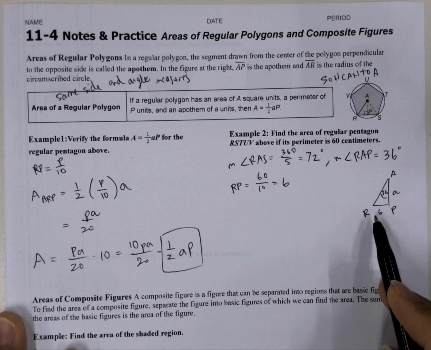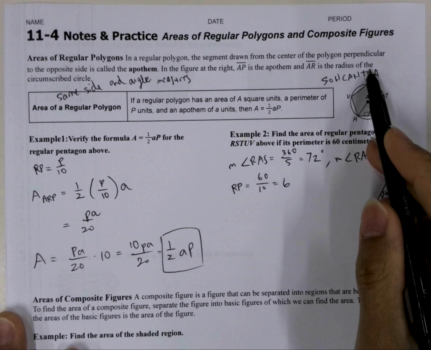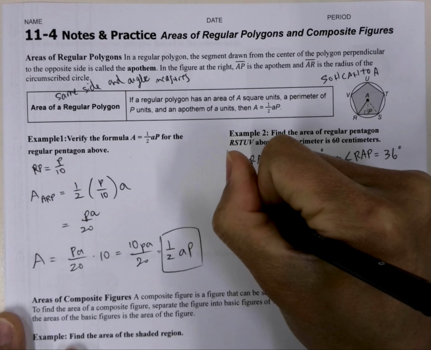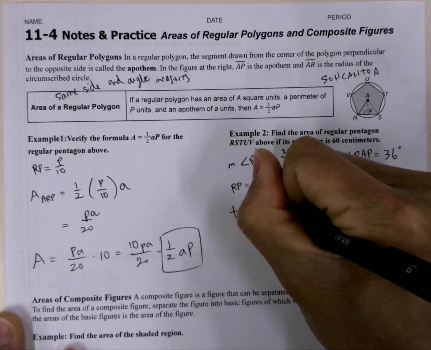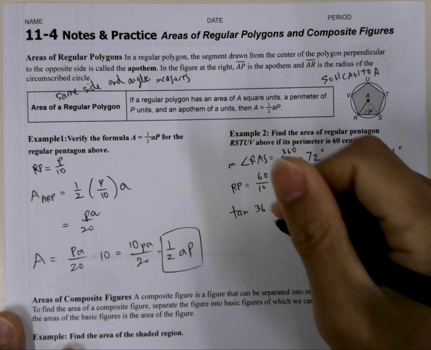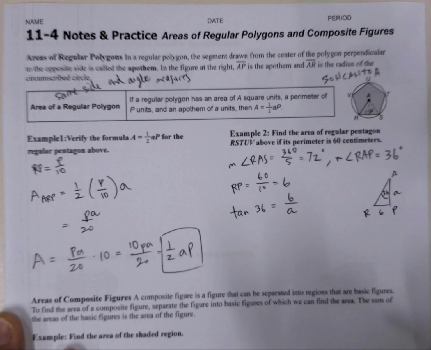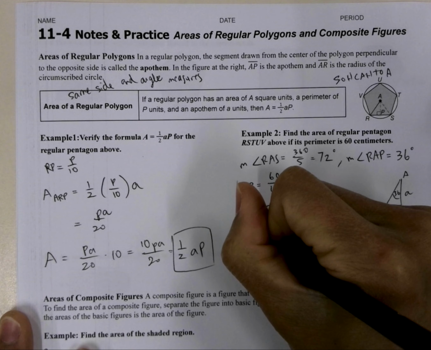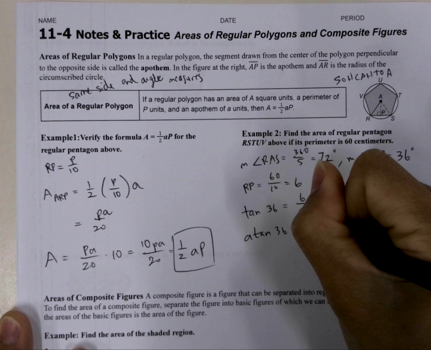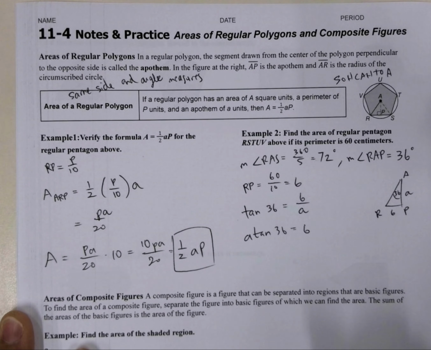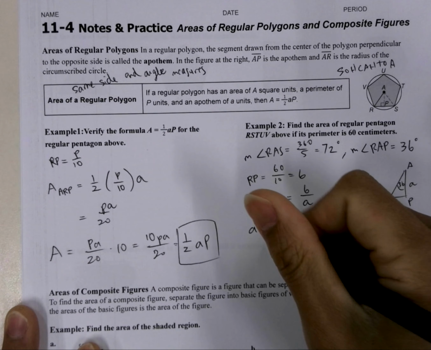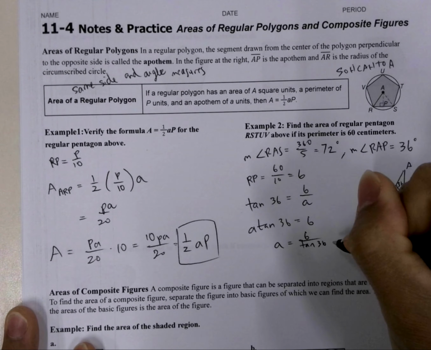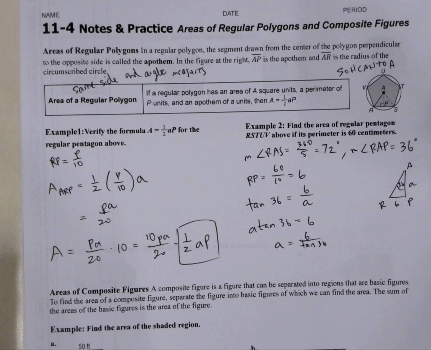Which of the trigonometric ratios will help us find A? Well, we have opposite and we have adjacent. Opposite and adjacent is tangent, right? So the equation is going to be tangent of 36 is equal to opposite 6 over adjacent A. We could multiply both sides by A, and we'll get A tangent 36 is equal to 6. And then we divide by tangent 36. So we get A is equal to 6 over tangent 36. And then we'll drop that in the calculator.